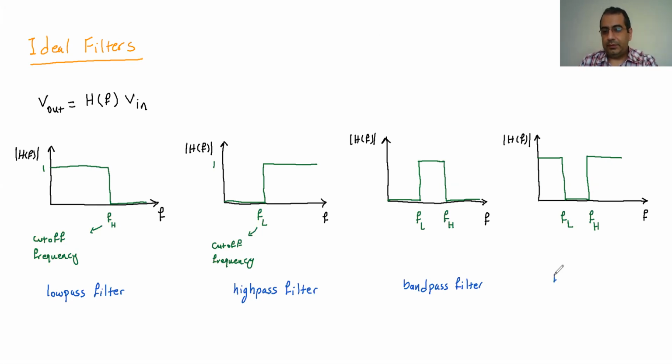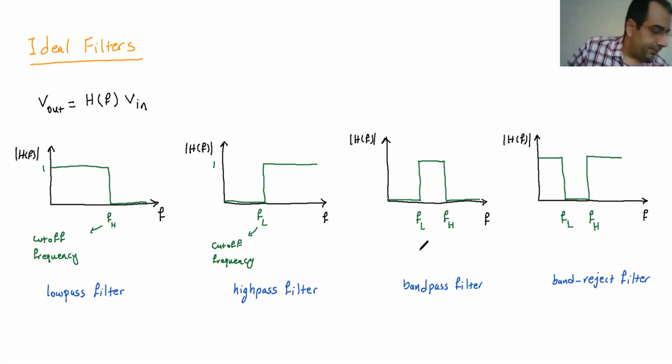So it's going to be the band reject ideal filter.